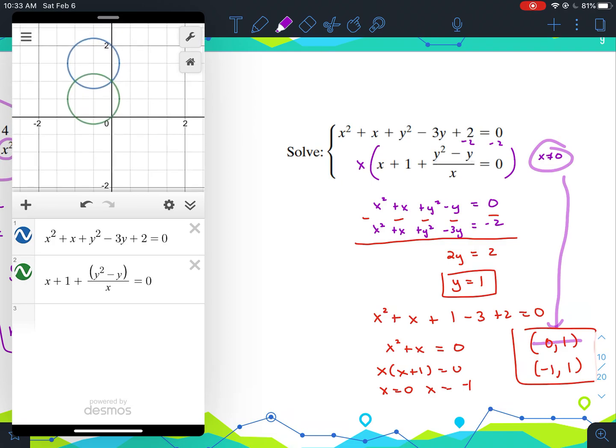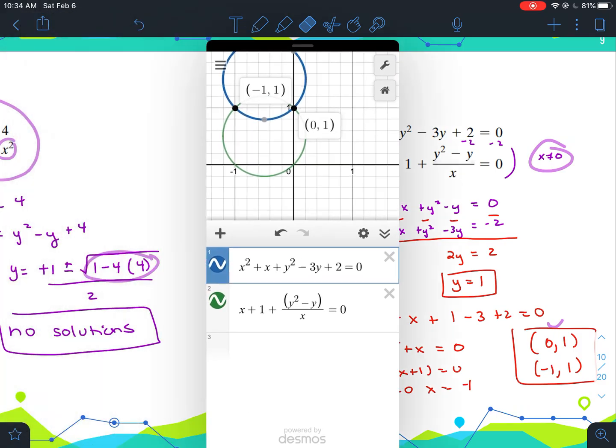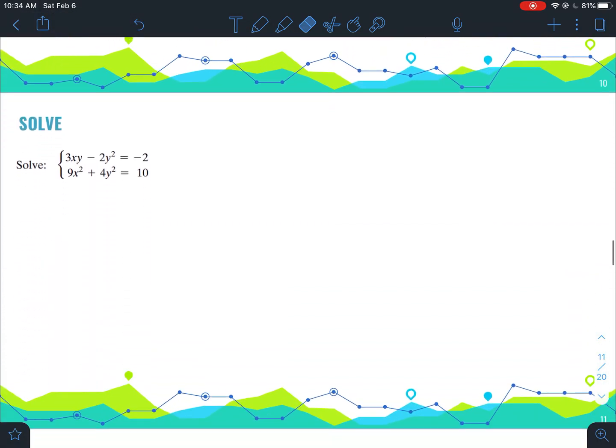Let's do home, so let's blow this up. Oh, I do have two solutions. So I've got a solution at 0, 1, and negative 1, 1. Huh. So x equals 0 actually worked. Well, it's a good thing that we checked. I'll have to look into why that works. But those would be our two solutions.